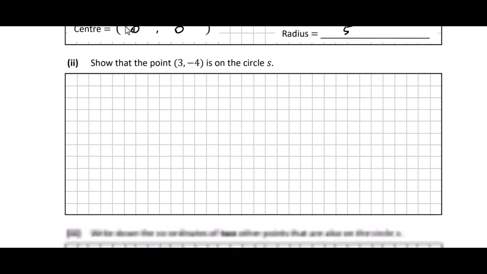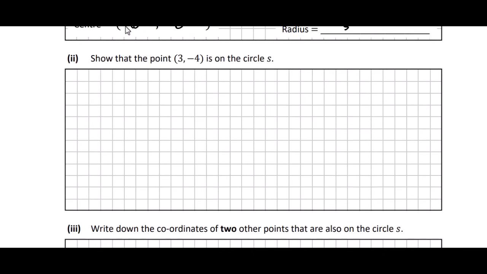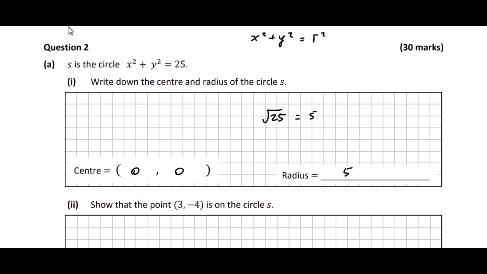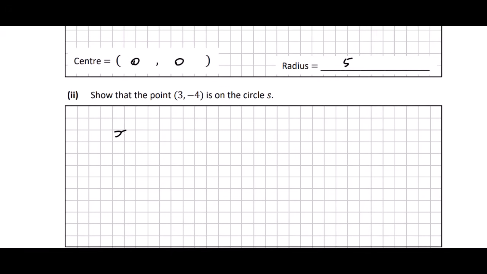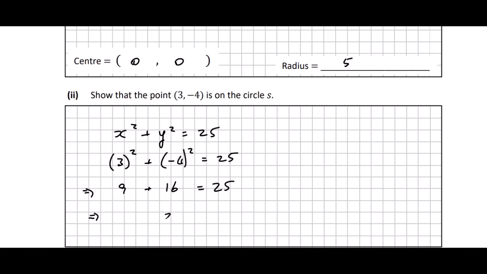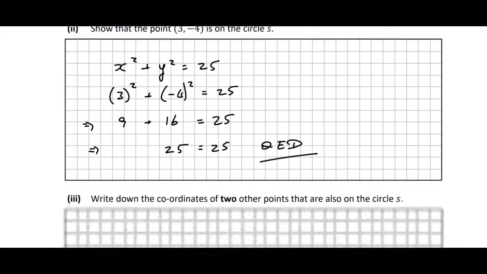Okay, so next one then. Show that the point 3, minus 4 is on the circle. So all we've got to do is write down our equation. x squared plus y squared is equal to 25. Show that the point 3, minus 4 is on that circle. We'll stick a 3 in there, stick the minus 4 in there, and we should get 25. So here we get 3 squared, which is 9, plus minus 4 squared, which is 16. 9 plus 16 is 25. It is equal to 25. That's it. That's done.